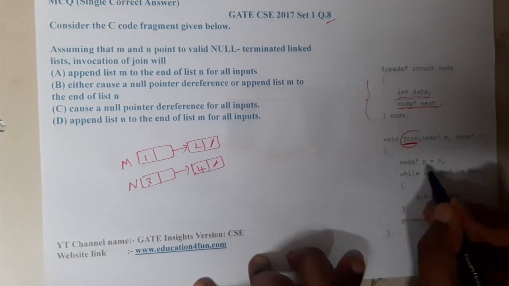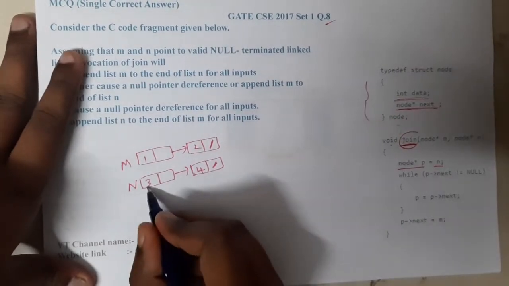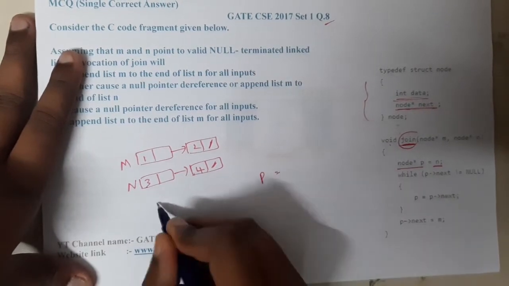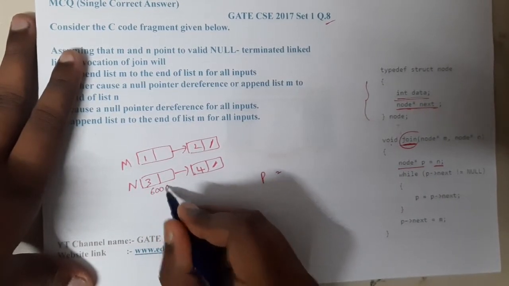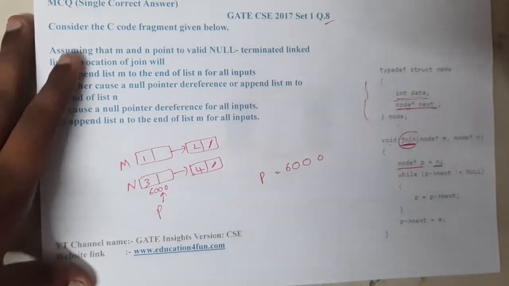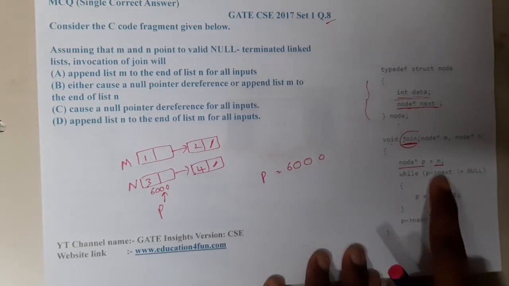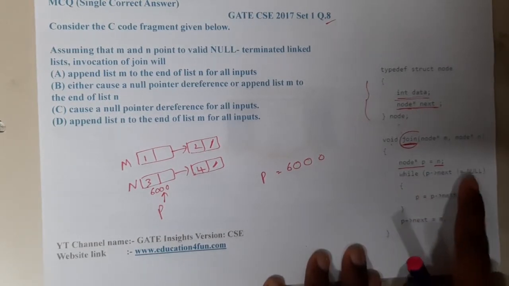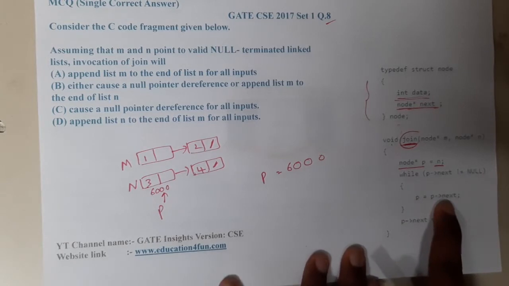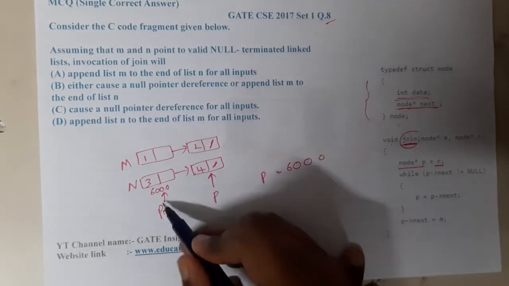Basically it is creating a pointer and storing the value of n. So this address is being stored in p. If the address is 6000 here, then that 6000 is now in p, or p is directly pointing to this. The next thing we are doing is, while p's next is not equal to null, we do p equal to p's next. So basically we are traversing to the end node. Now it is there.